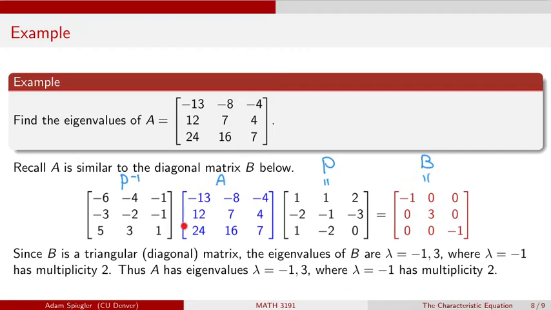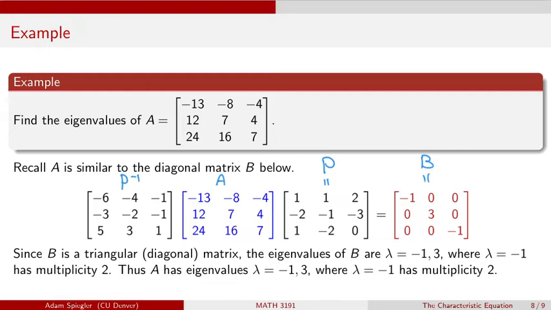And since I know that A is similar to this matrix, that tells me, therefore, that matrix A also has eigenvalues of minus 1 and 3, where the eigenvalue minus 1 has multiplicity 2.